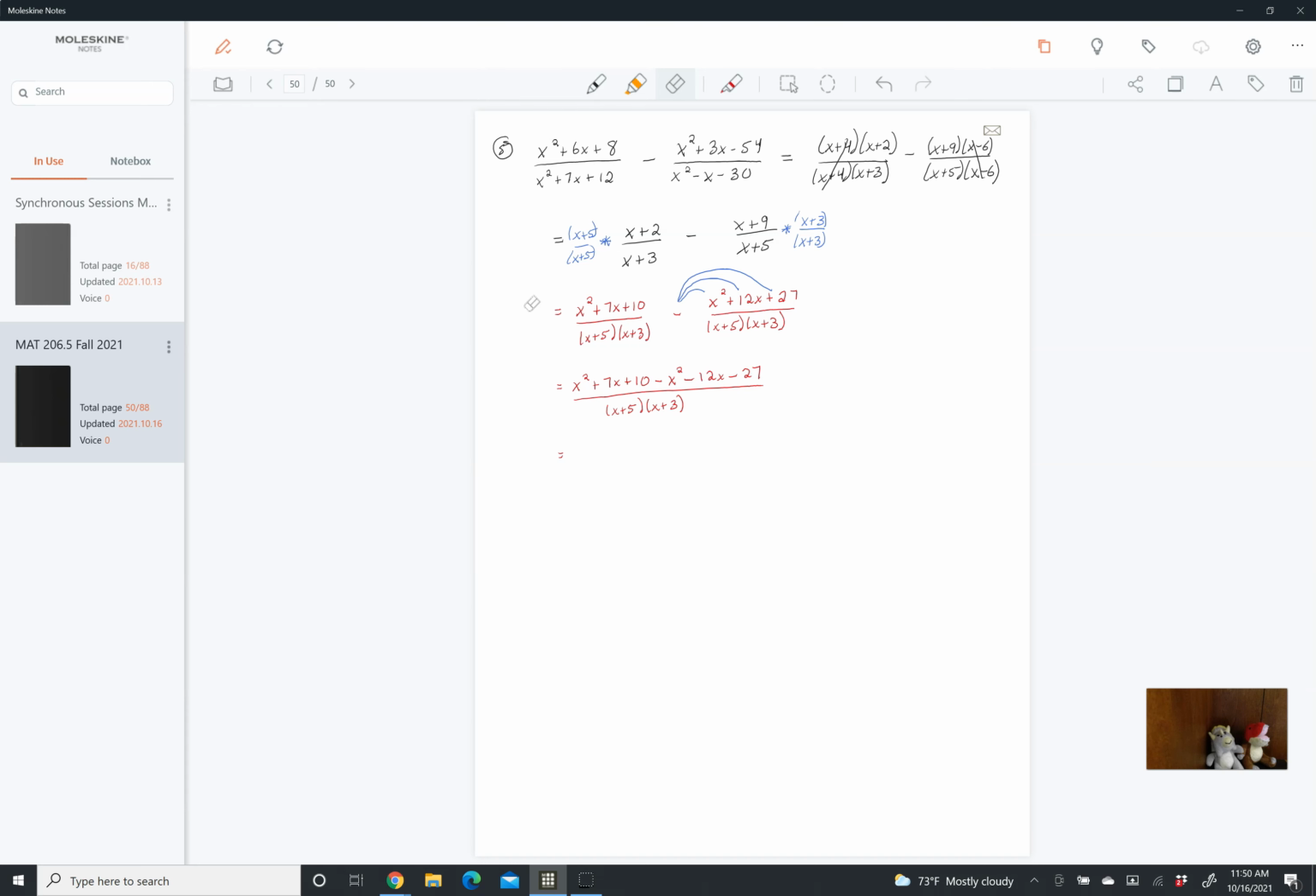So the x squares cancel. 7x minus 12x is negative 5x. And 10 minus 27 is negative 17. And this is our final answer.